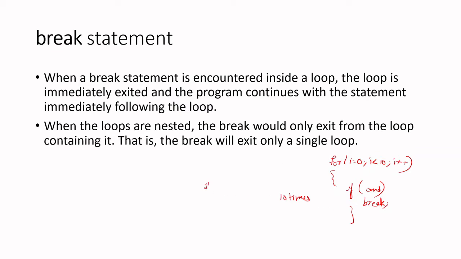Say it is executed the first time, the second time, and the third time, inside the loop, this condition gets true. When the condition gets true the third time, it will come out of the loop. That means it won't be executed again. So the fourth to 10th iterations are cancelled. That is the difference between break and continue.